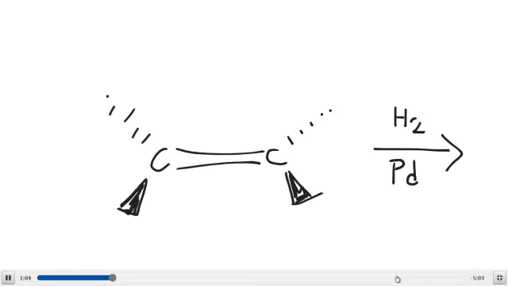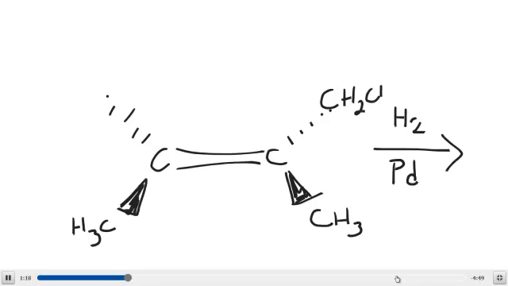Now, it doesn't really matter what these groups are, so I'm going to make some things up here and make sure that they end up becoming chiral. I'm going to put a couple of methyl groups on here, and in the back I'm going to put in a couple of ethyl groups.